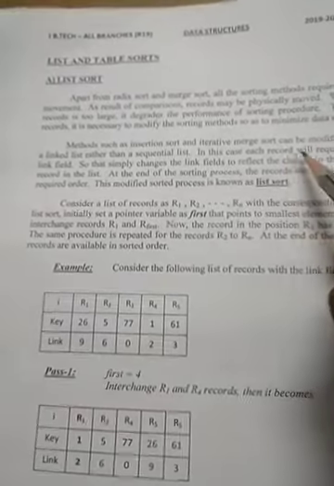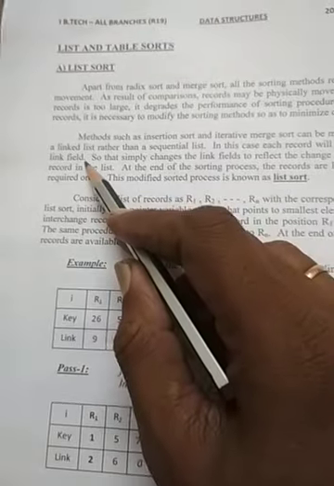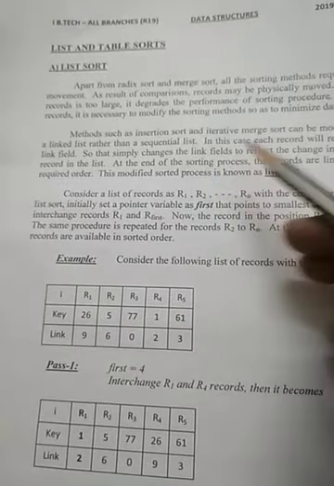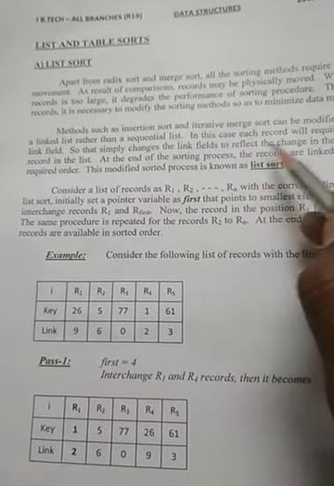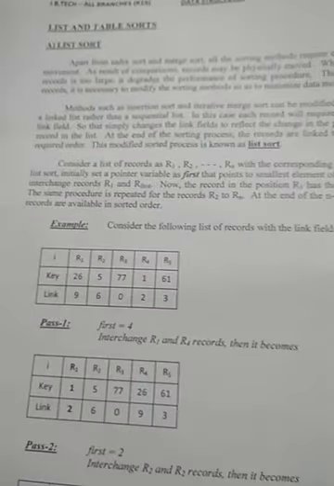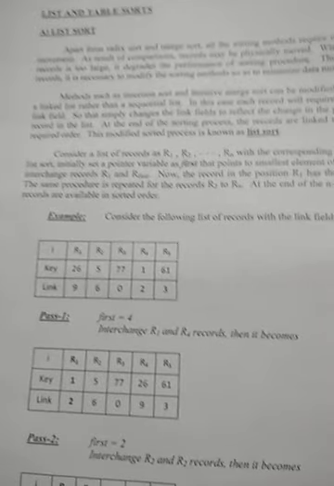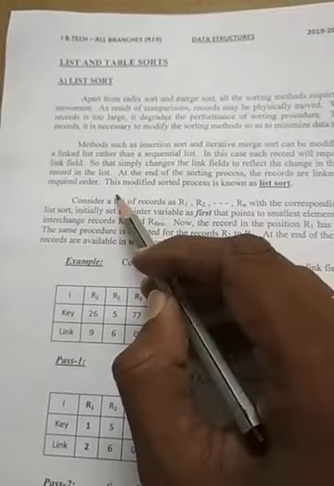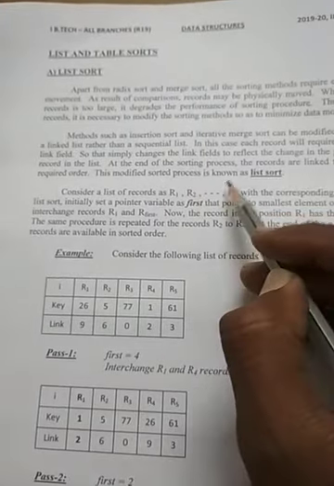So in this case, each record will require an additional link field, so that we simply make changes in the link fields to reflect the change in the position of the records in the list. So in the records of the list, we can simply make the changes in the address field or the link field so that the sorting can be easily done. At the end of the sorting process, the records are linked together in the required order. This modified sorting process is known as list sort.